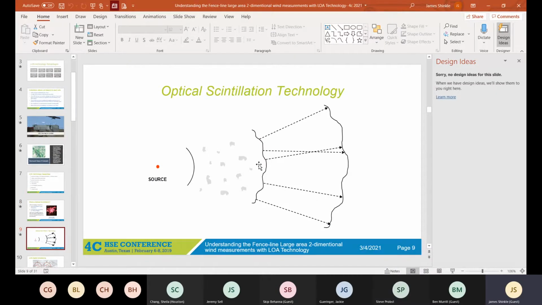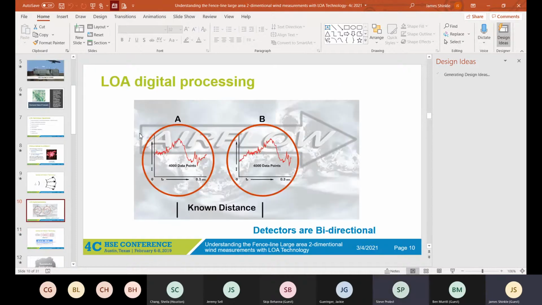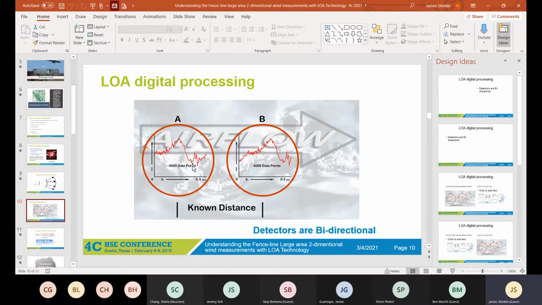It's the same principle that we use for OFS technology, but just on a much larger scale. So as these plumes go by, we pick up these data points, these shadows that are caused on our detectors, and we take 4,000 sample points every 0.3 seconds. And then you'll pick it up in detector A and then detector B. Because it's bi-directional on LOA, it goes both ways. So we'll pick them up in B and A if the wind switches to the opposite direction.